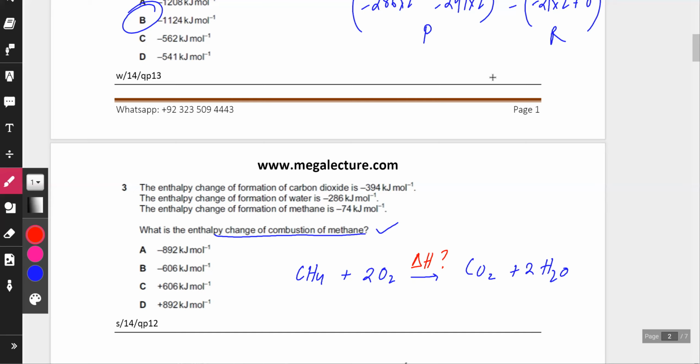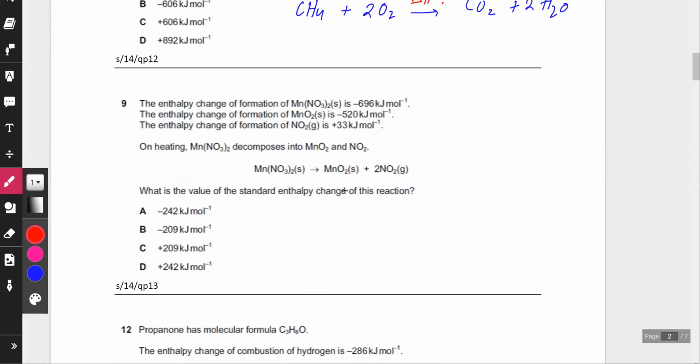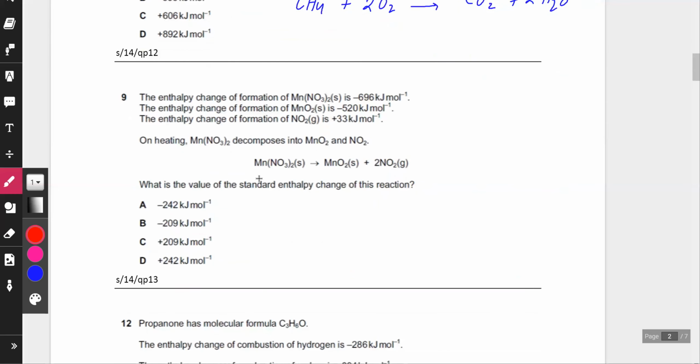Is it A, minus 892? Okay, so that's A. Now quickly try and find what the answer to this is, the unknown enthalpy change.